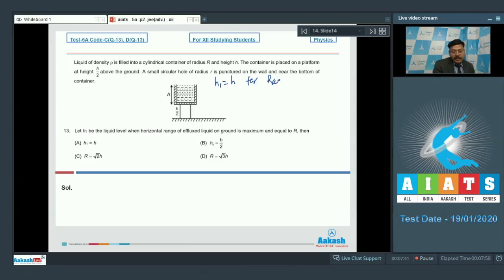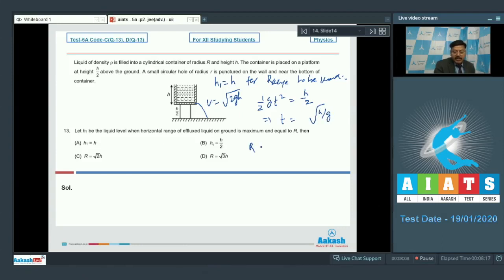For range to be maximum. Now in this case, the speed of efflux will be root 2gh, and the time of descent, to get time of descent we can write the equation half g t square is equal to h by 2, which gives us the value of t as under root h by g.